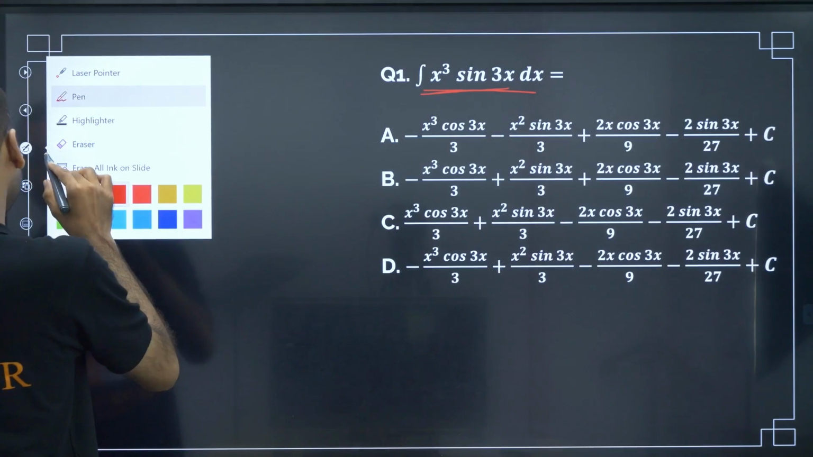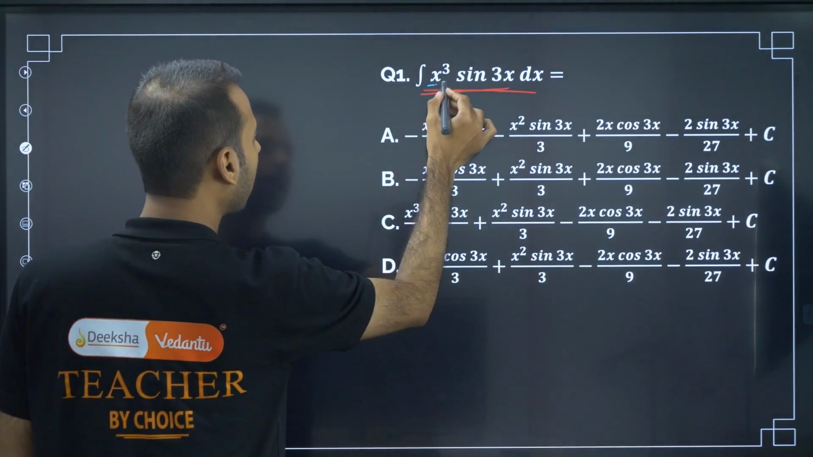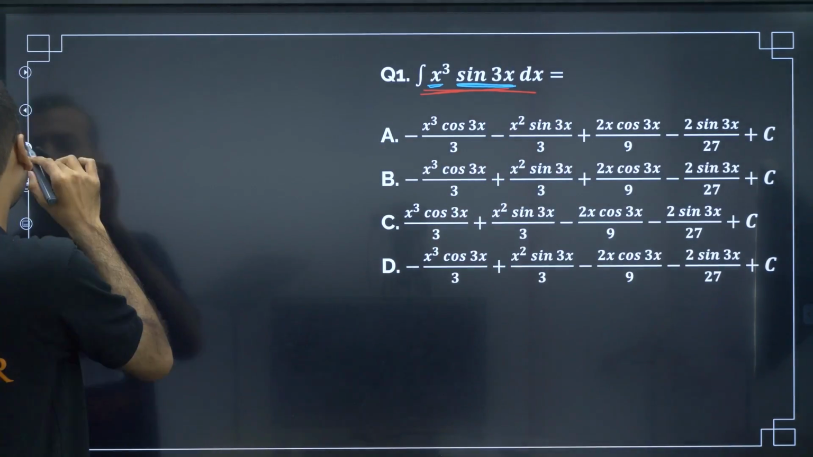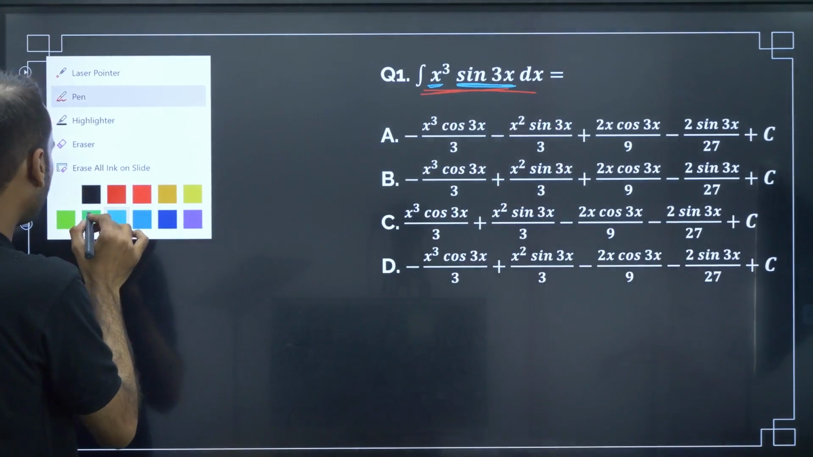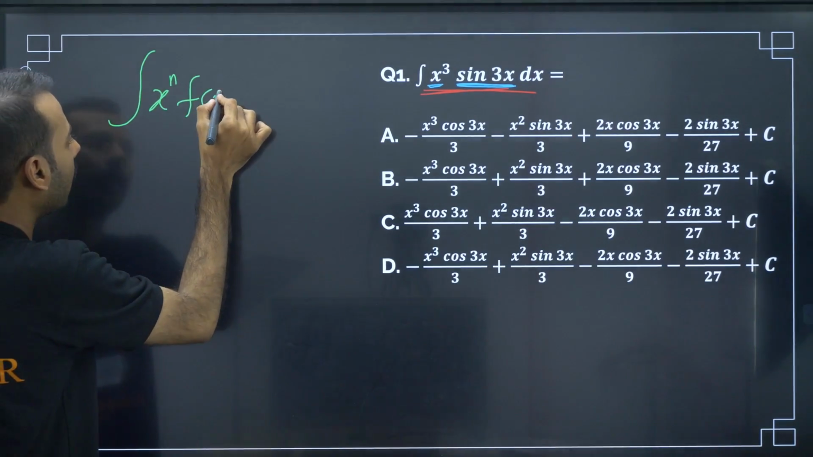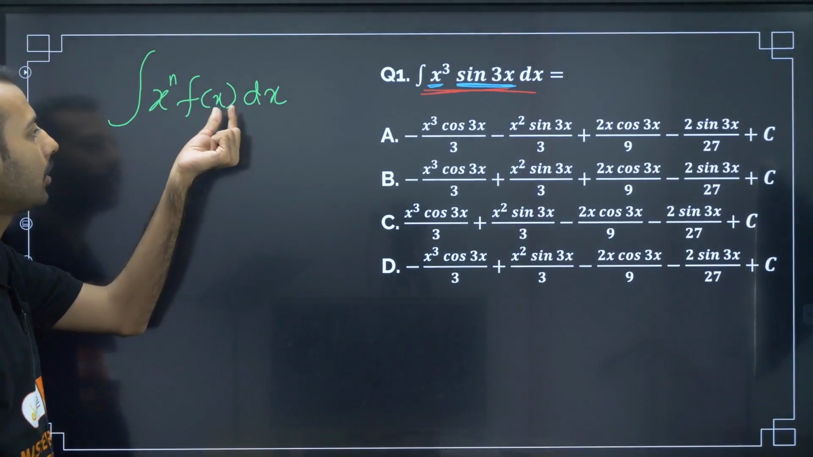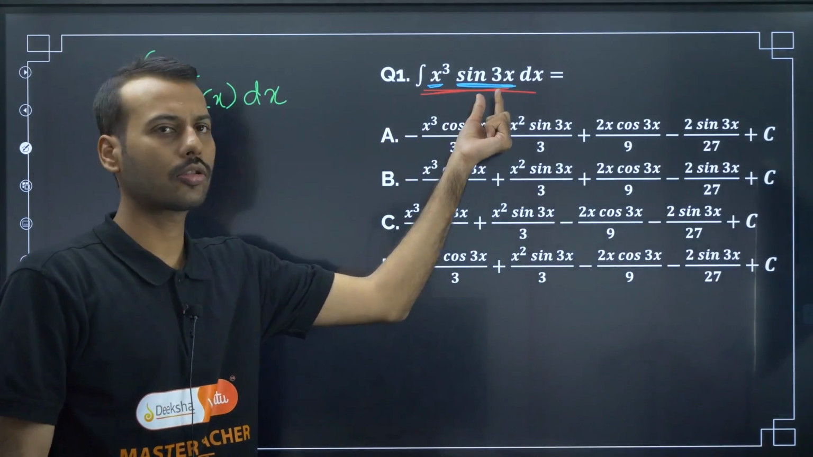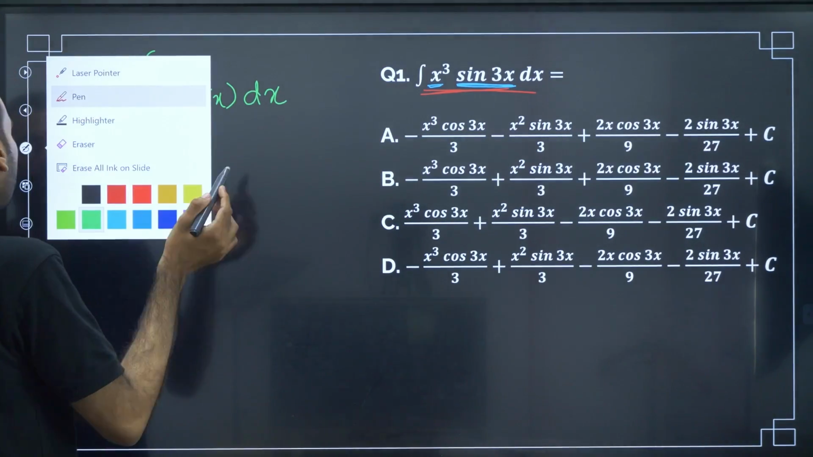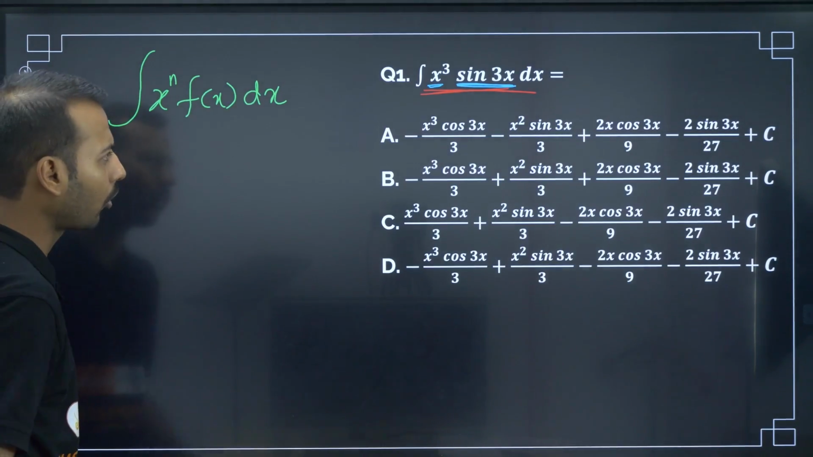So whenever we are having one algebraic function multiplied with a trigonometric function, or suppose there is one integral in the form of x raised to n times f of x dx, in this form, generally we can go by parts also. By parts is also fine, or else one method is there. If you are aware of that method, it will be easier for us to solve. So we'll solve this by that method.